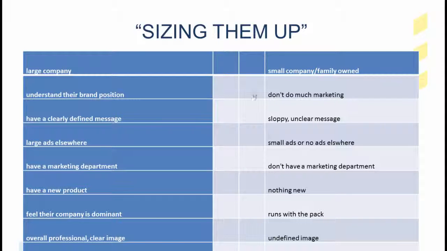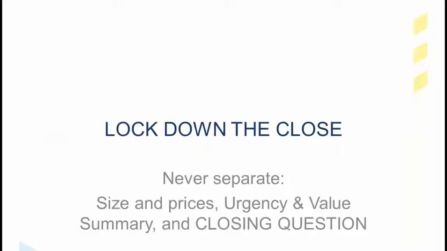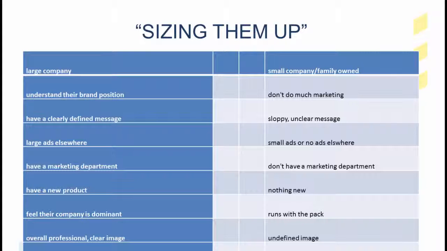Now, some of these other things could indicate smaller advertisers. Maybe they're a smaller company, family-owned. They don't do a lot of marketing. Maybe a sloppy or an unclear message. Smaller ads or no ads anywhere else. They don't have a marketing department. Nothing new is happening. They just run with the pack, unrefined image. They're not involved, and they're not too concerned about it. So these are some indicators. I would solicit you for improvement on how to size up an ad. And obviously, I think graphically this will be a much clearer image. But we wanted to give a guideline for how to size people up.